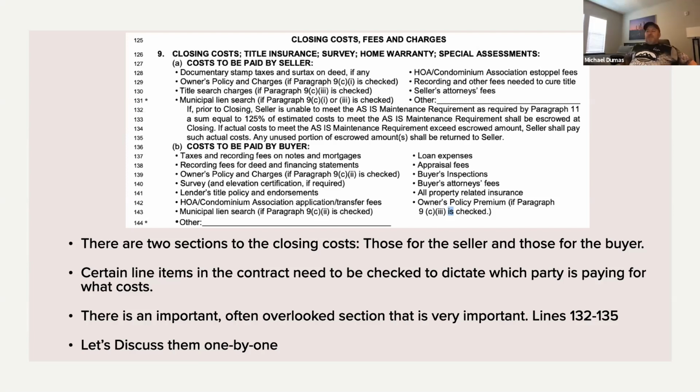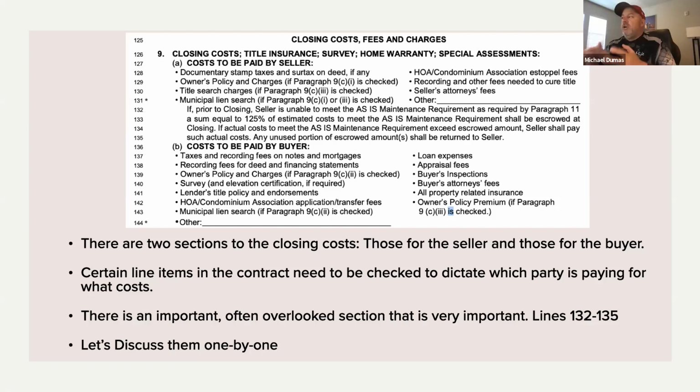They're responsible for anything to do with the lender. Any association, application, or transfer fees, the buyer is responsible for paying as well. The transfer fees get people sometimes, but they're there. Obviously, the lien search, if they choose the title company. They're responsible for loan expenses, appraisal fees, inspections, attorney fees, and all property-related insurance, meaning after the fact, any policies.